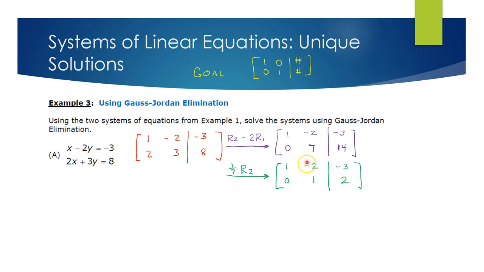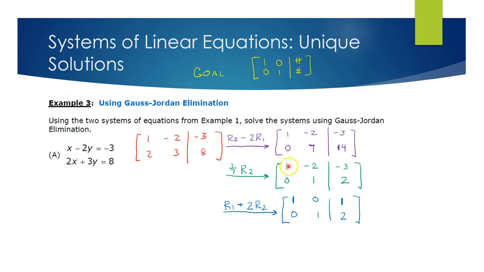So now I want to get this to be a 0. Well, again, to get zeros, that's when I add a multiple of another row. So I want row 1 to be replaced by row 1 plus 2 times row 2, because if I take -2 plus 2, I'm going to get that 0. And so that's what I'm going to do here. I'm taking row 1 and I'm adding 2 times row 2.